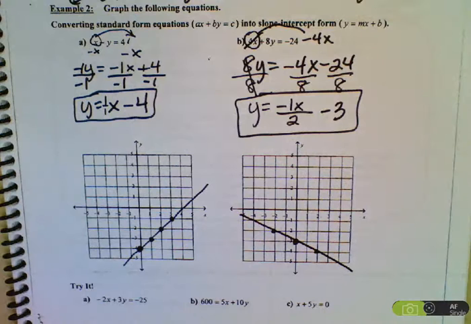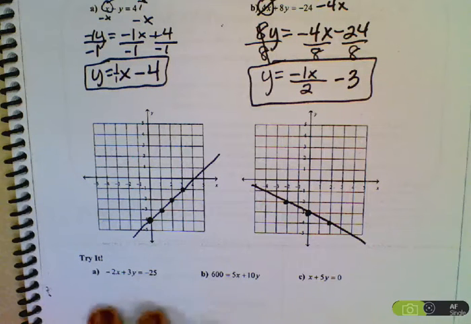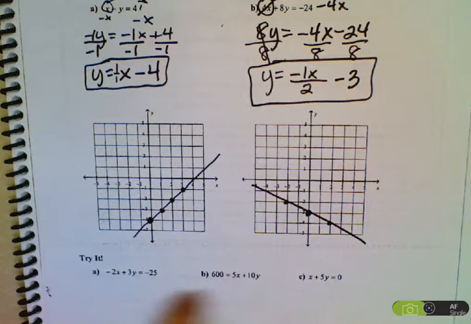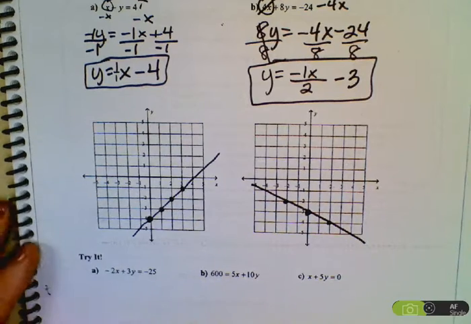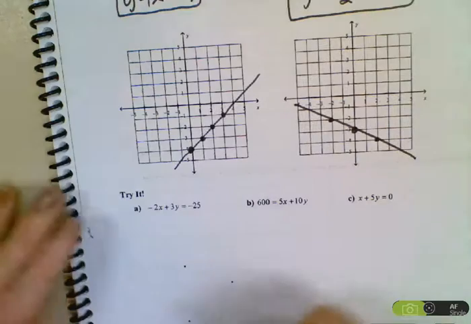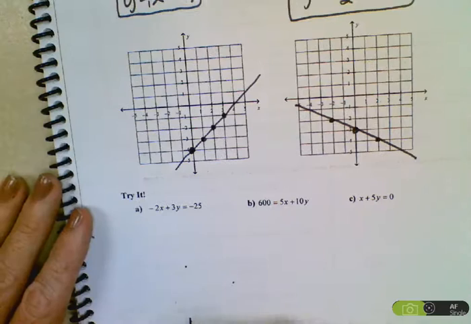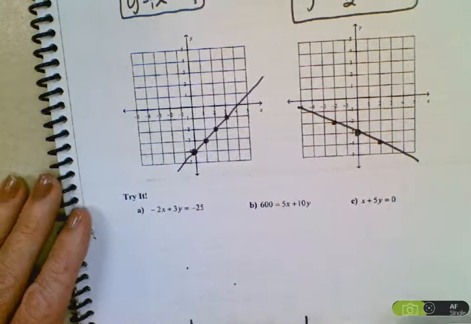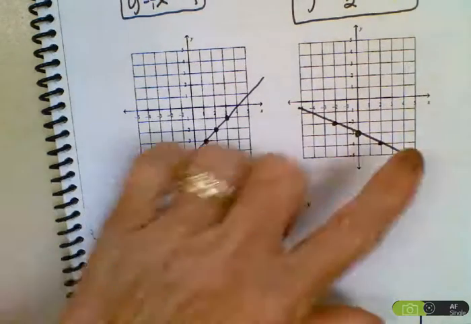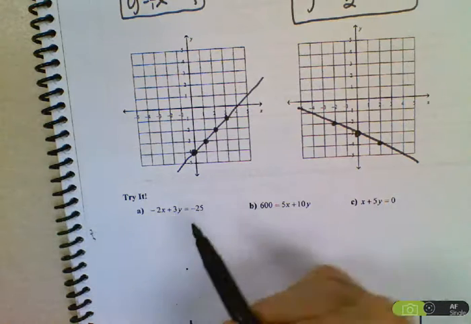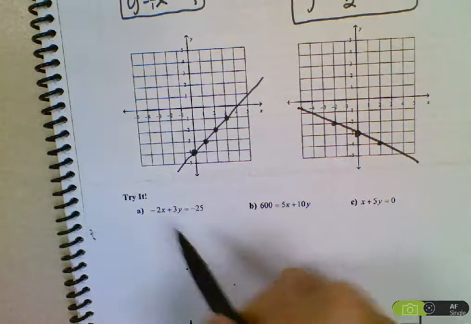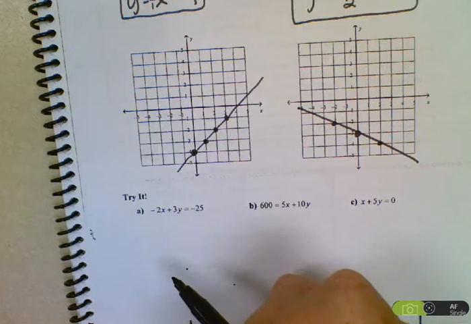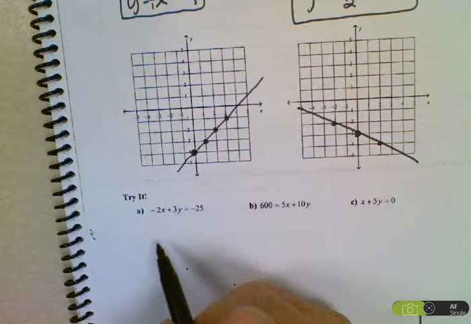Okay? So I'd like you to try changing these to slope-intercept form and then graphing them. You can just sketch yourself quick little graphs at the bottom. They don't have to be perfect. Please do not write all the little tick marks. You can just estimate it. Okay, so hit pause, change these to slope-intercept form, and then come back and check your work. Okay?